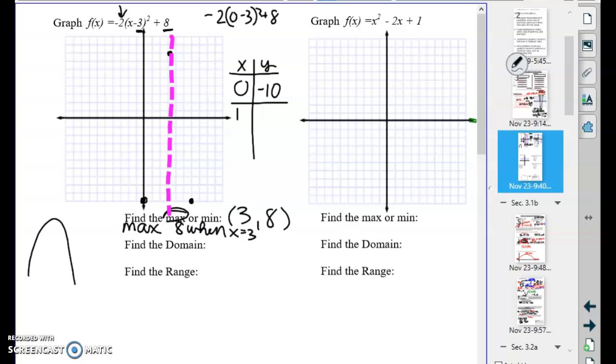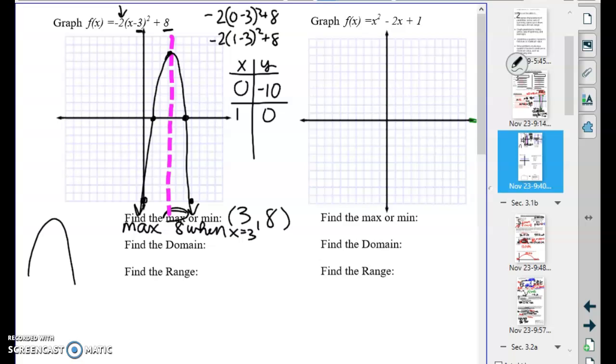So then I have -2 times 1 minus 3 all squared plus 8. 1 minus 3 is -2. -2 squared is 4. 4 times -2 is -8. Plus 8 is 0. That's convenient. Okay, so over 1, 0. And if I have that, then I have another 0 right here. And so now, there we go. I have my graph. How did I know to graph it? Because there's graph paper.